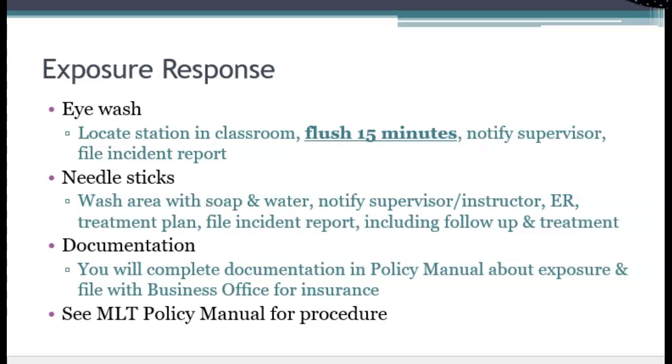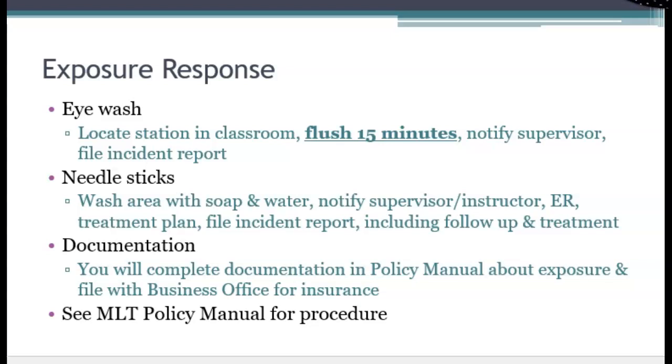Next would be needle sticks. We are going to be working with needles in the classroom, and you'll be working with needles in the clinical setting. So this is a possibility, even if you're careful. Sometimes it happens. If it does, you're going to wash the area with soapy water, and you're going to notify the supervisor or the instructor. If you're in the clinical setting or the classroom, you're going to report to the ER, and you're going to follow the treatment plan, and there's going to be an incident report filed, including a follow-up and a treatment plan.